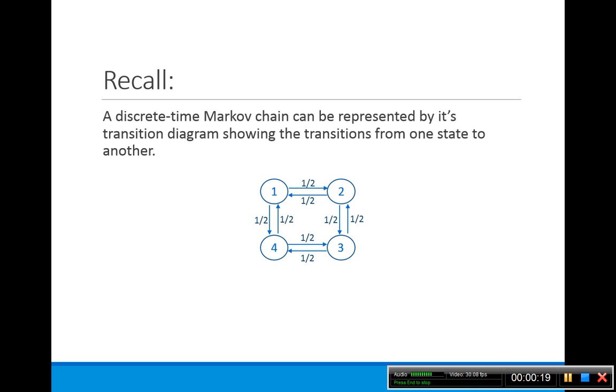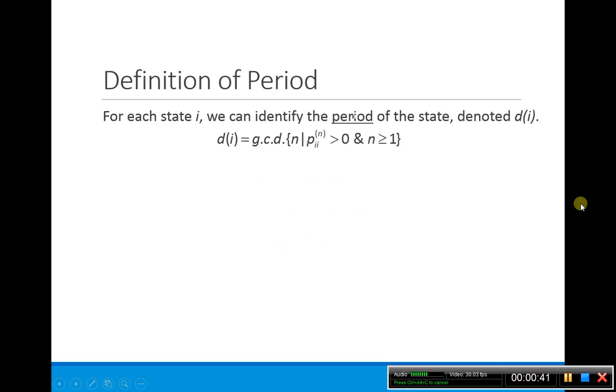So here's one Markov chain in which we have 4 different states, and we have equal probability of going to the right or to the left. So we have equal probability of going from 1 to 2 or 1 to 4. Okay, so what we're interested in this lecture is what does it mean for state 1 to have period, let's say 2 or 3, or whatever it happens to be.